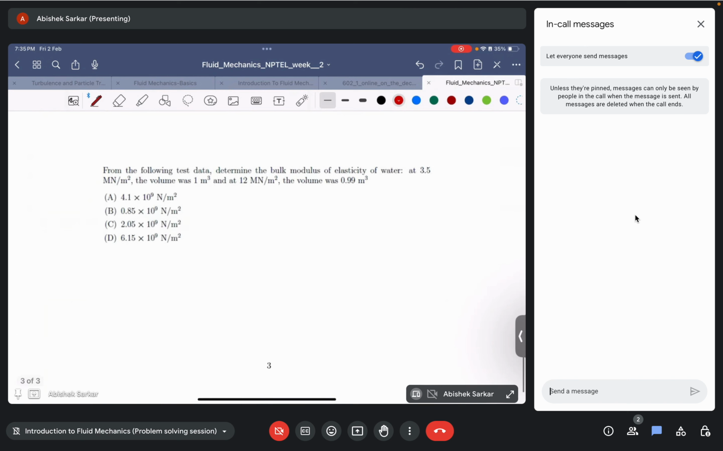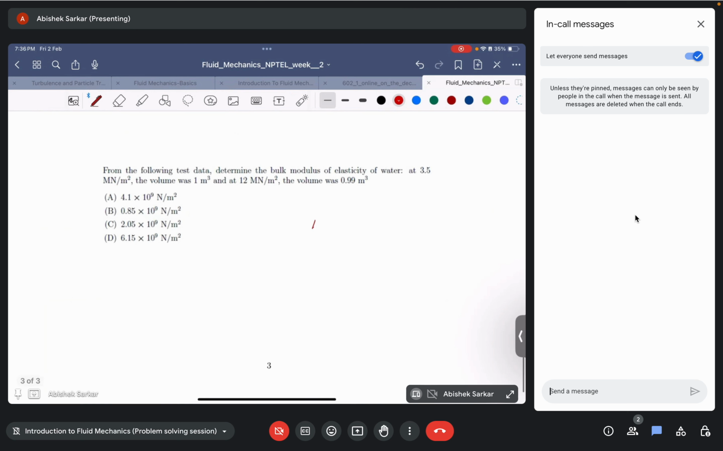So the final question is: from the following test data, determine the bulk modulus of water at 3.5 meganewton per meter square. The volume was 1 meter cube, and at 12 meganewton per meter square, the volume was 0.99 meter cube. So this question is again very simple.